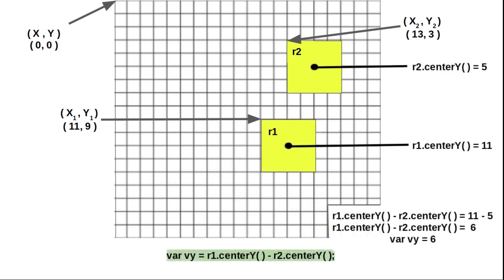Likewise, the result obtained by subtracting R2's center y coordinate from R1's center y coordinate is placed into a newly created variable named vy. As seen here, R1's center y is 11, while R2's is 5. This makes vy 11 minus 5, which is 6.